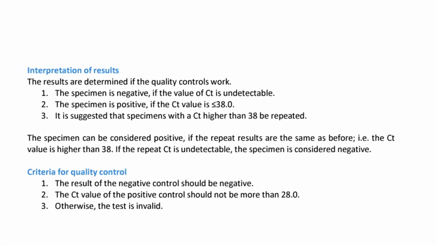The specimen is negative when the value of CT is undetectable. That means that there is no amplification of the target DNA. That is evident, so you will not see any value and also any fluorescence. The specimen is positive if the CT value is less than or equal to 38.